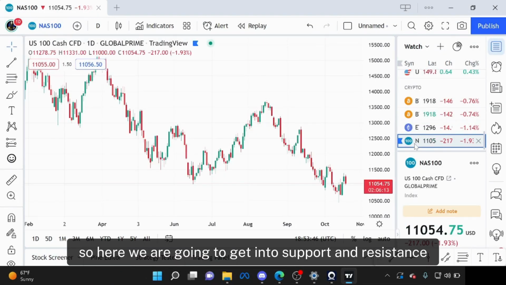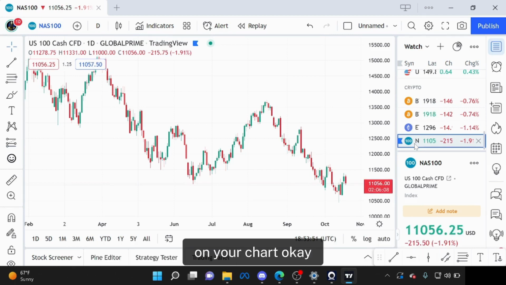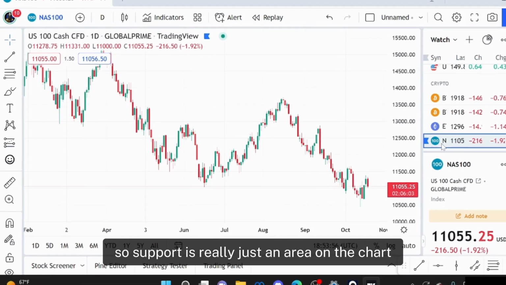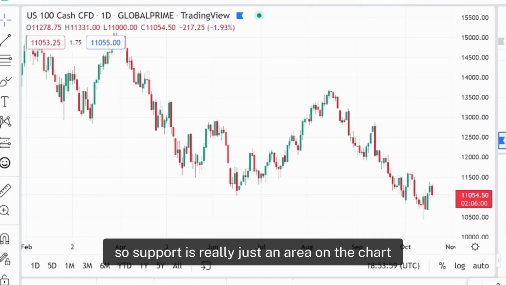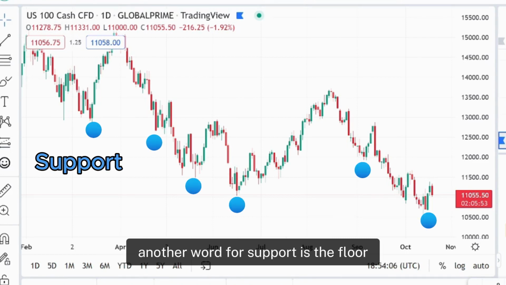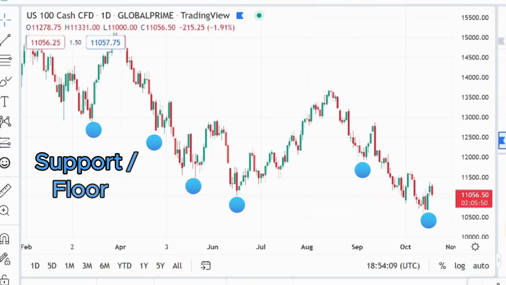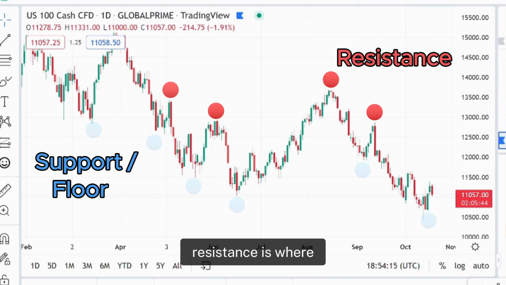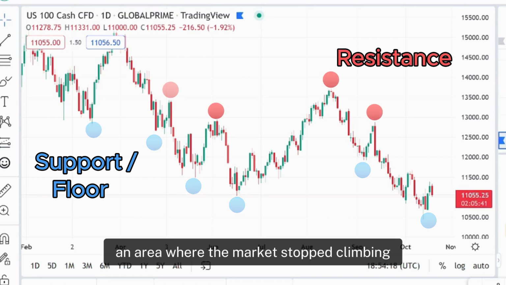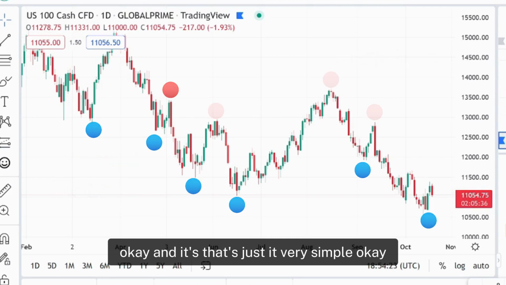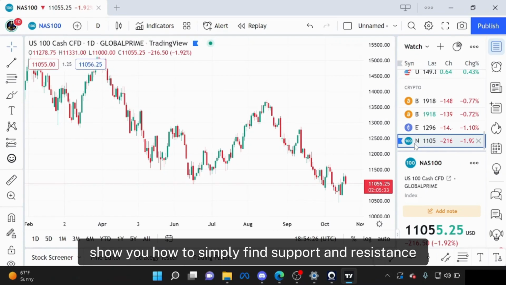So here we are going to get into support and resistance and how to identify support and resistance on your chart. Okay. So support is really just an area on the chart where the price of an asset just stops falling. Another word for support is the floor. It's just the floor of where the market stopped falling. Resistance is an area where the market stopped climbing. Okay, and that's just it. Very simple. Okay, I'm going to show you how to simply find support and resistance.